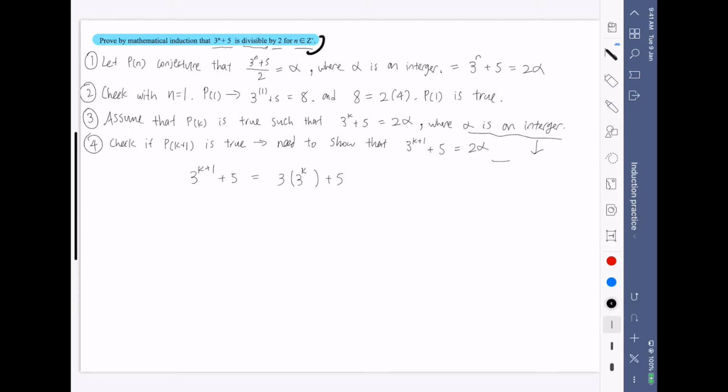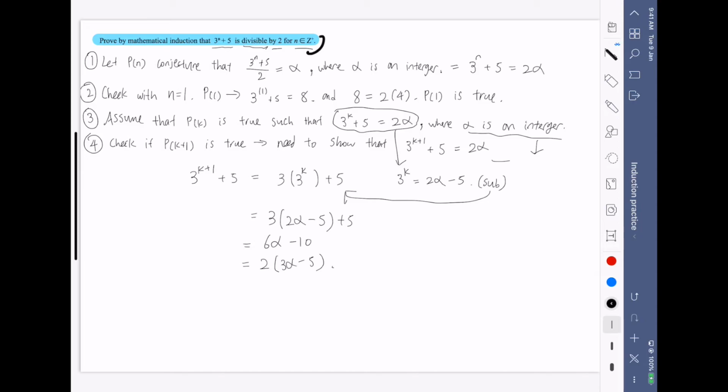plus 5. Here, using the inductive step in step 3, because we know that 3 to the power of k plus 5 equals 2 alpha, what this shows us is that 3 to the power of k is actually equal to 2 alpha minus 5, right? So we can substitute this value here. Then it would give us 3 times (2 alpha minus 5) plus 5, which is equal to 6 alpha minus 15 plus 5, which is the same as 6 alpha minus 10. And this expression can be rewritten as 2 times (3 alpha minus 5), right? So divisible by 2, and Pk plus 1 is also true.